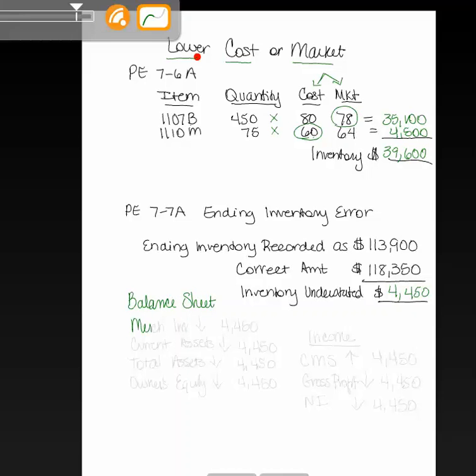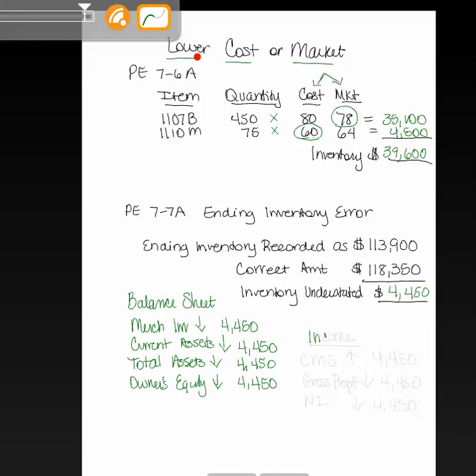So we're going to think about the total effect on the balance sheet. First of all, your inventory account, merchandise inventory, was understated by $4,450, which means that current assets would be understated by $4,450. And I believe in Cengage you might need to put a minus here because it is a negative number, because it's understated. That also means that your total assets will be understated by $4,450, which also means that your owner's equity will be understated by $4,450.